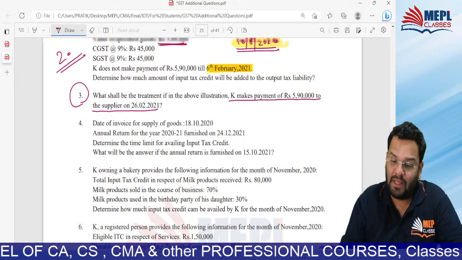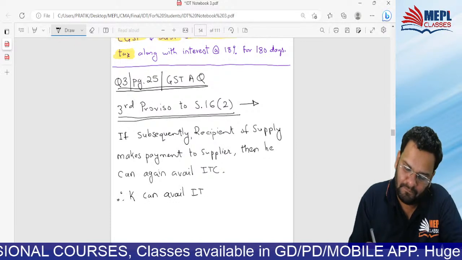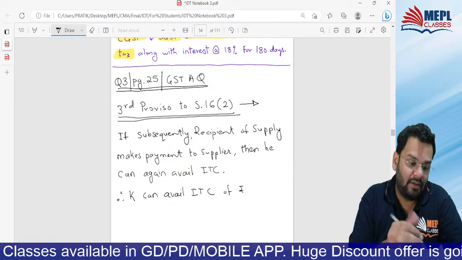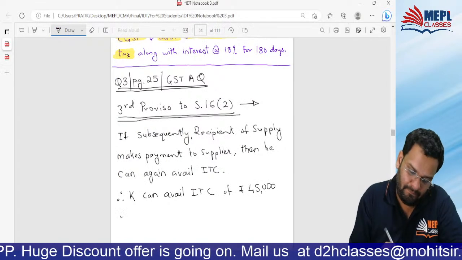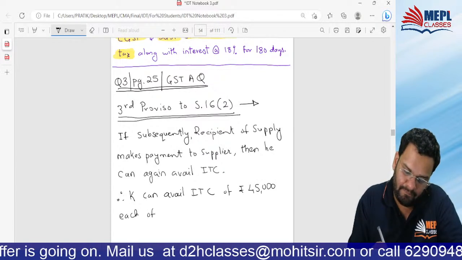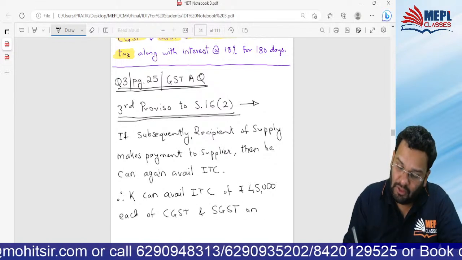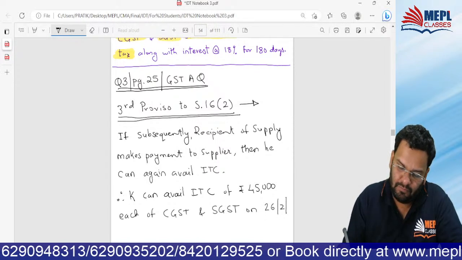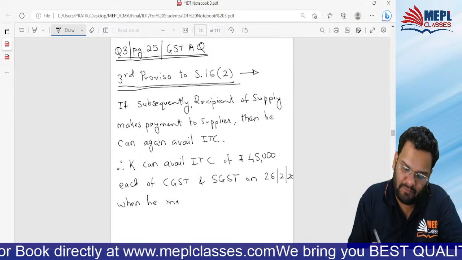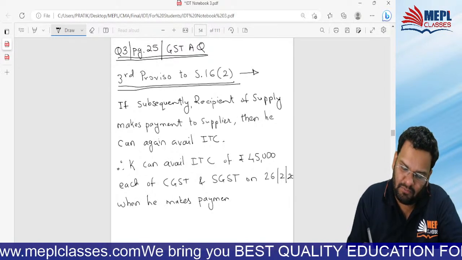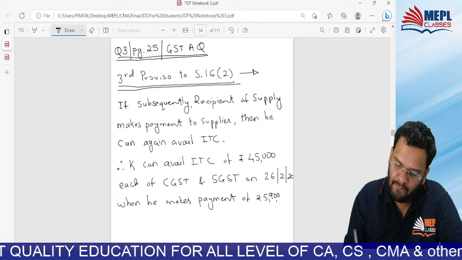Therefore, what's the name of that entity? K. Therefore, K can avail ITC of rupees 45,000 each of CGST and SGST on 26th Feb 2021, when he makes payment of rupees 5,90,000 to the supplier.